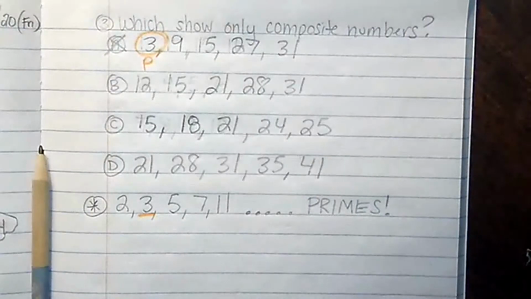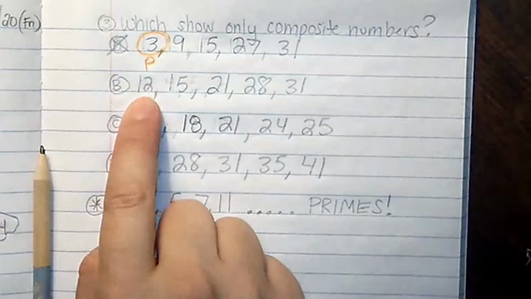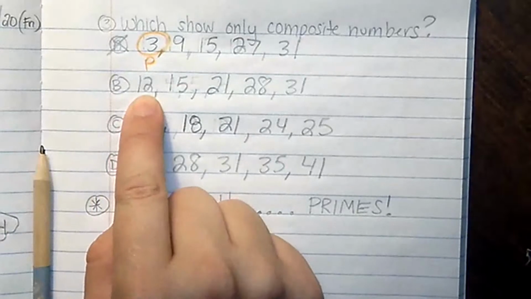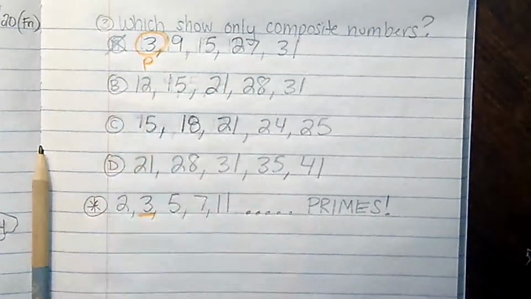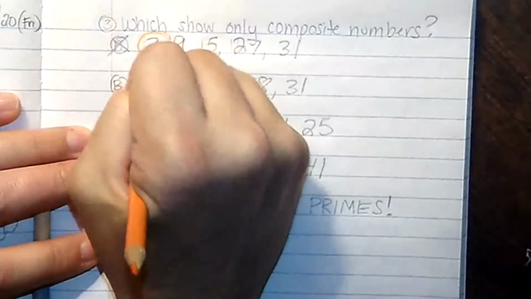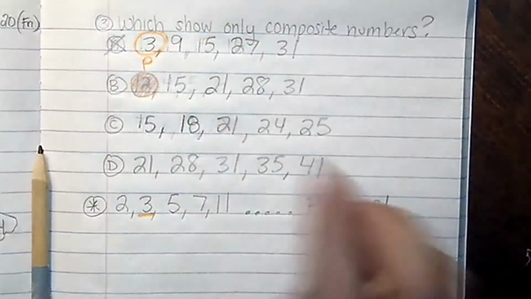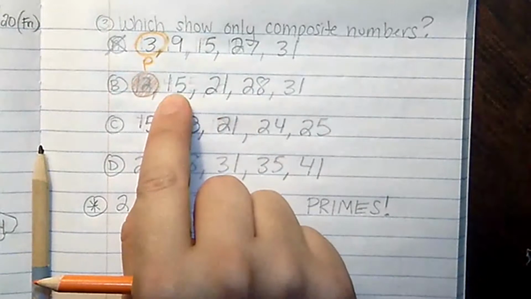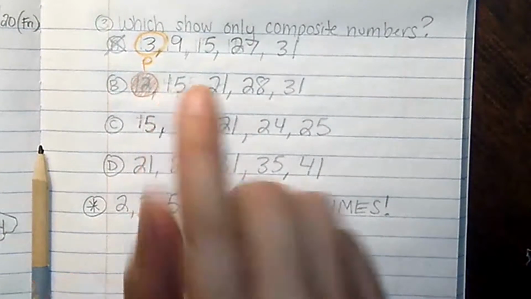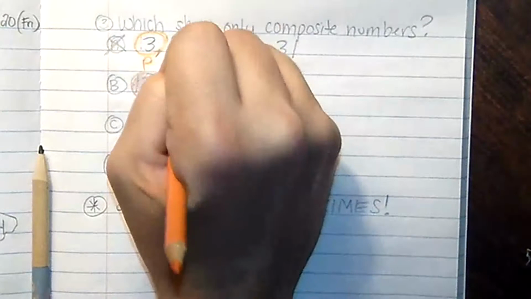All right, let's look at 12. 12 is even, so that's composite. Remember, all of our even numbers are composite, except for 2. 15, I could do 1 times 15, and I could do 3 times 5. That one's composite.